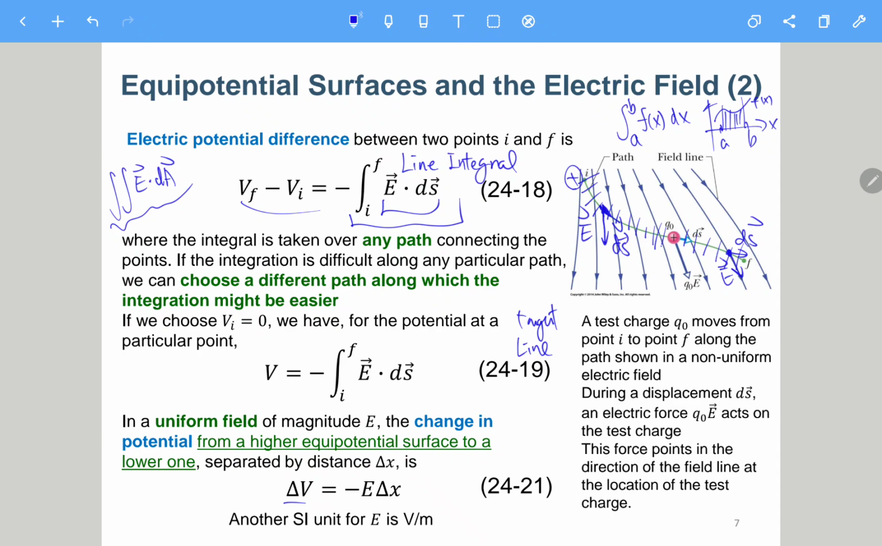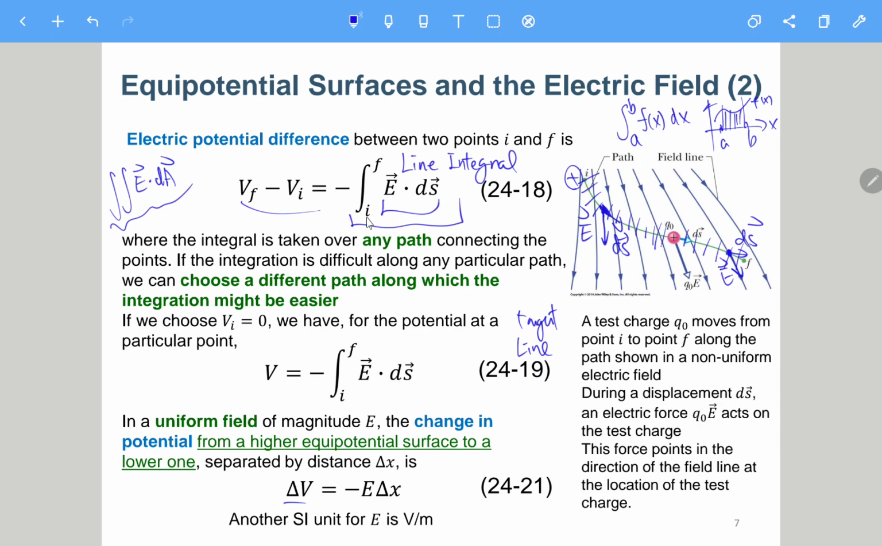Of course, in a mathematics class, when you learn how to calculate a line integral, the function may be much more complicated. But usually in a physics class, the calculation will be easier.